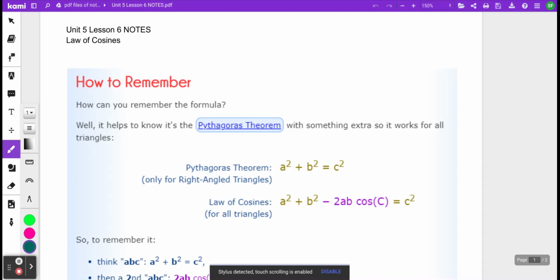Good morning. Today we're going to be working on Unit 5, Lesson 6 notes. Last time we worked on law of sines, and now we're going to work on law of cosines.